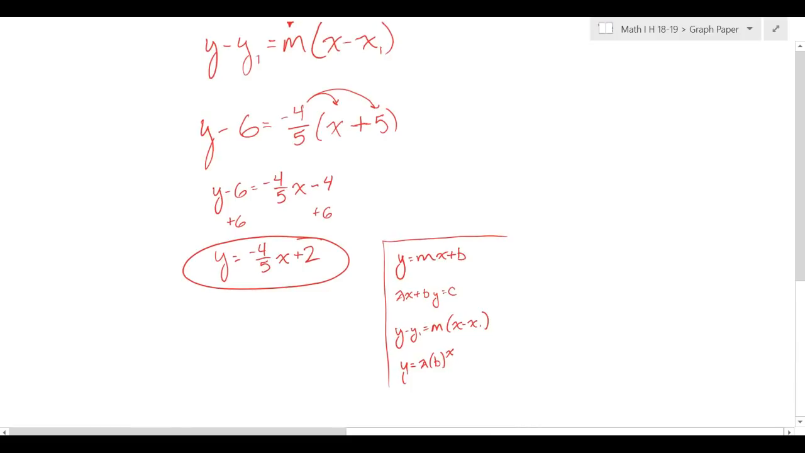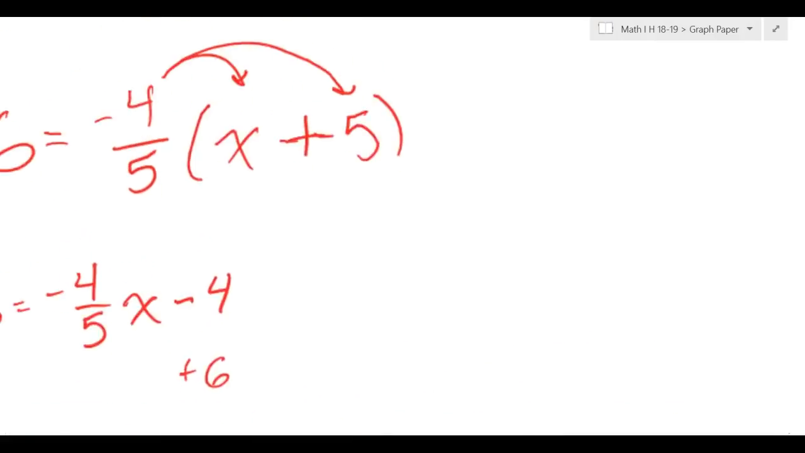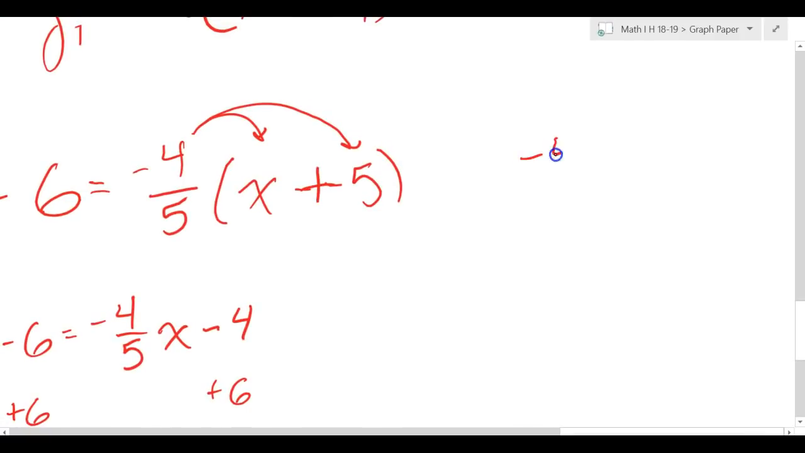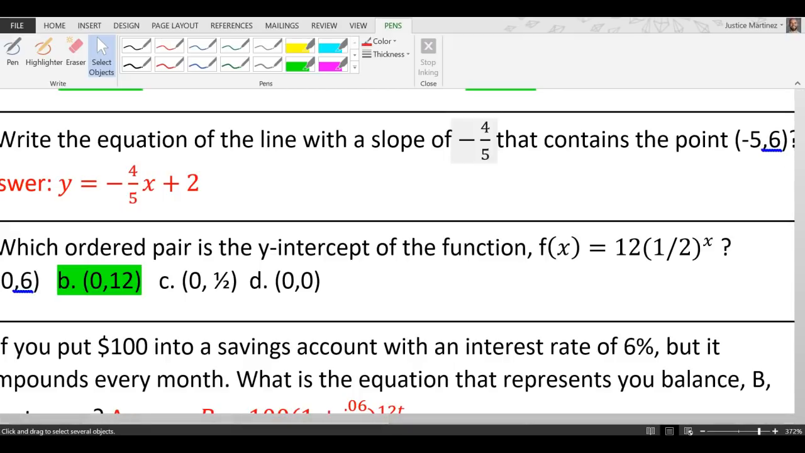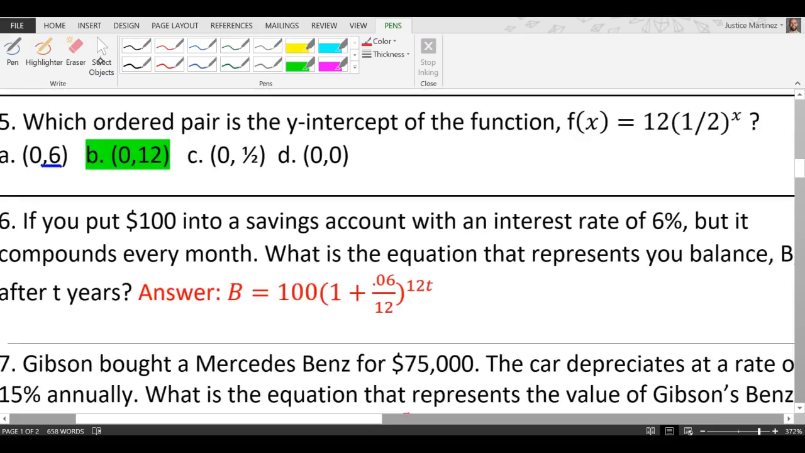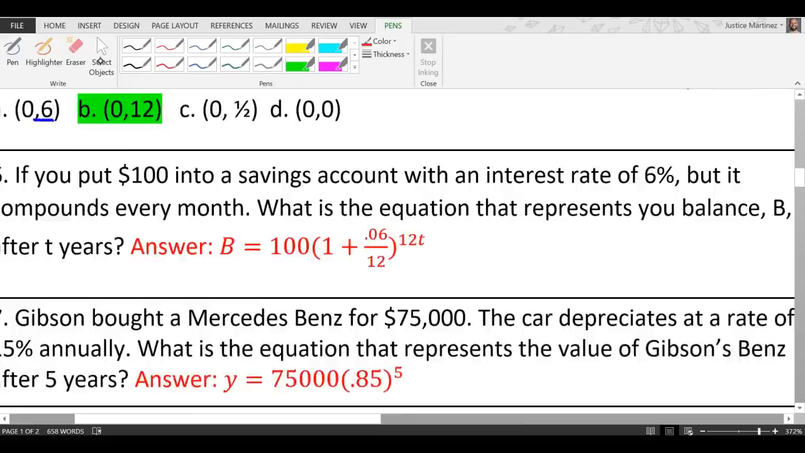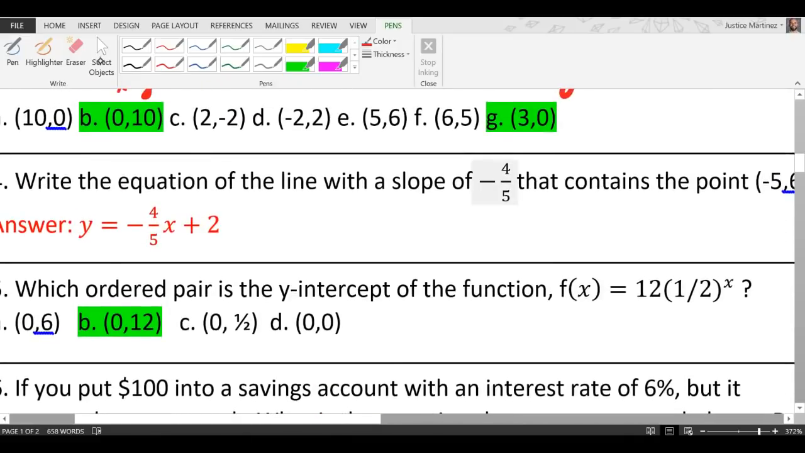Now, I'm sure some of you were probably still confused by the multiplication up here. -4 over 5 times 5 means I get -20 over 5, which is -4. Great. So that is how we got -4 fifths x plus 2 is equal to y.